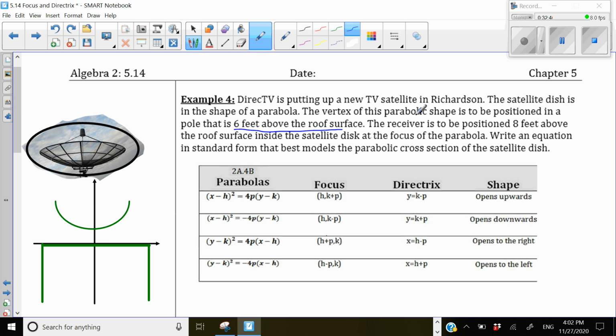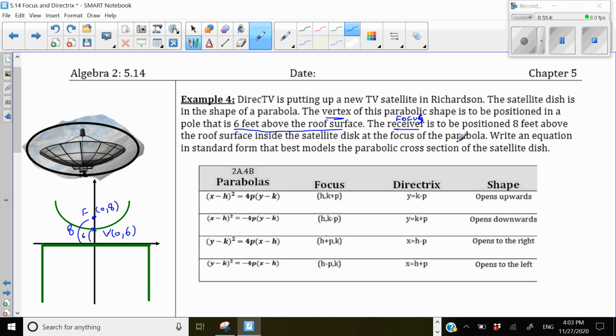Okay, so now the vertex is 6 feet above the roof surface. That means it's going to be here at this point. That's the vertex. So I just draw the coordinate plane in a way that it is passing through the vertex. So this is the vertex. It's going to be at 0 and 6. X is 0, Y is 6 because it's 6 feet above the roof. The receiver is to be positioned 8 feet above the roof, and we know that the receiver is always located at the focus. So this distance is 8, and that's my focus. It's at 0 and 8.